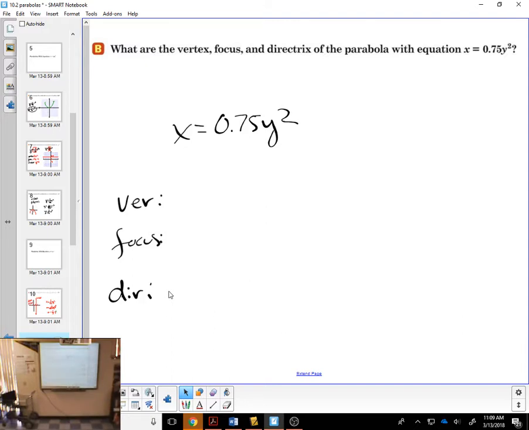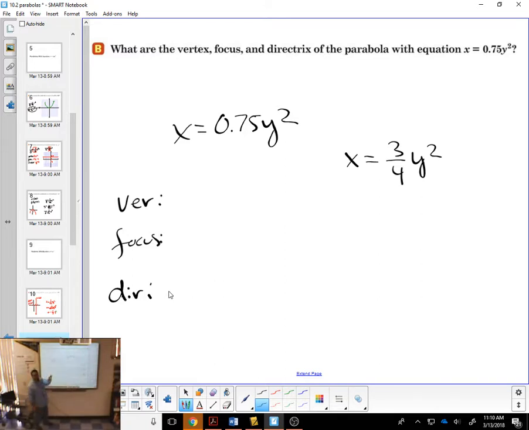Time's up. How'd you guys do? Stumped? I think you thought about this too much. Check this out. Convert that 0.75 into a fraction. What should it read? 3/4. 3/4 y squared, correct?